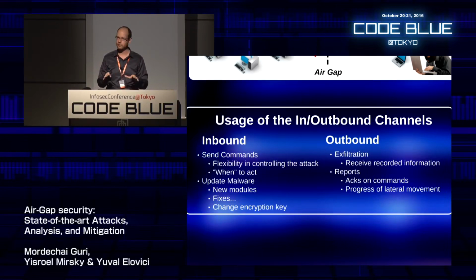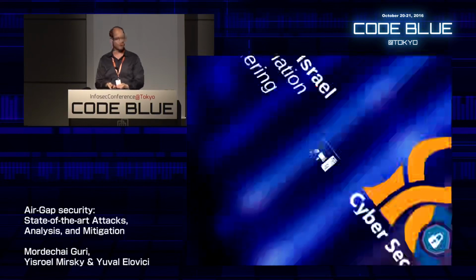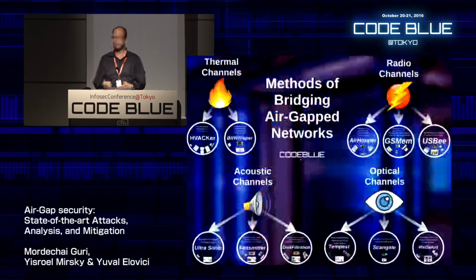He may want to lay dormant for a while, and then attack at the most opportune moment. He may want to send updates to the malware, new modules, fixes, perhaps change the encryption key. And for outbound channels, he may want to exfiltrate information, passwords, documents, key logs, and he may want to get reports on his attack, which is very advantageous for him to know whether his commands have been received by the malware at all, and what is the progress of the lateral movement through the network.